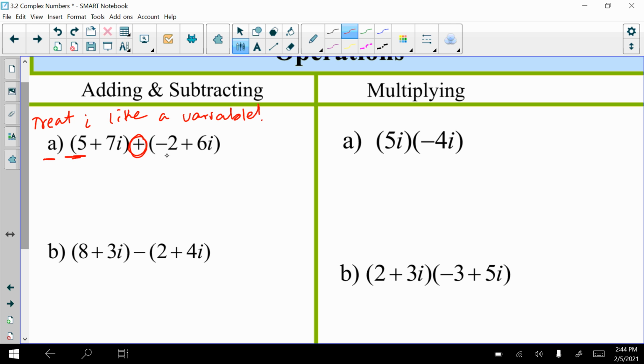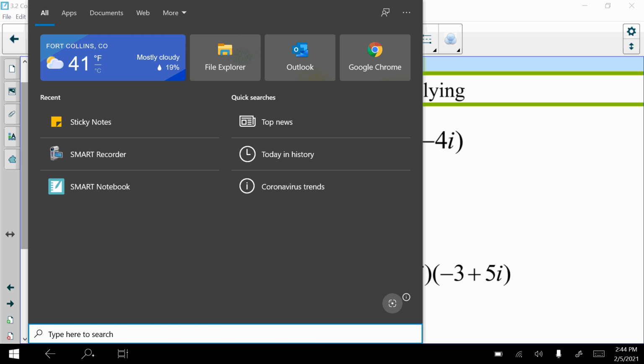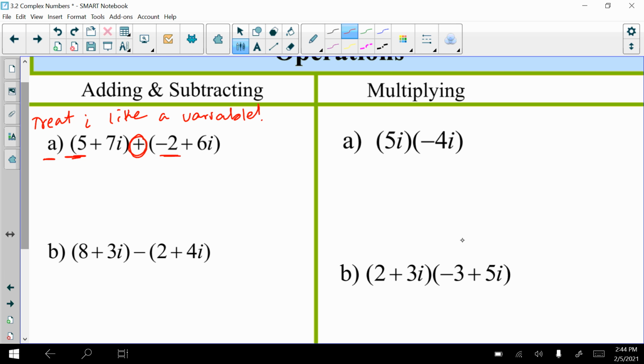It's going to be 5 plus negative 2, that's 3. And then I'm going to have 7i plus 6i. 7 plus 6, remember, just pretend it's like 7x plus 6x. 7 plus 6, that's 13, plus 13i. And that's my final answer.